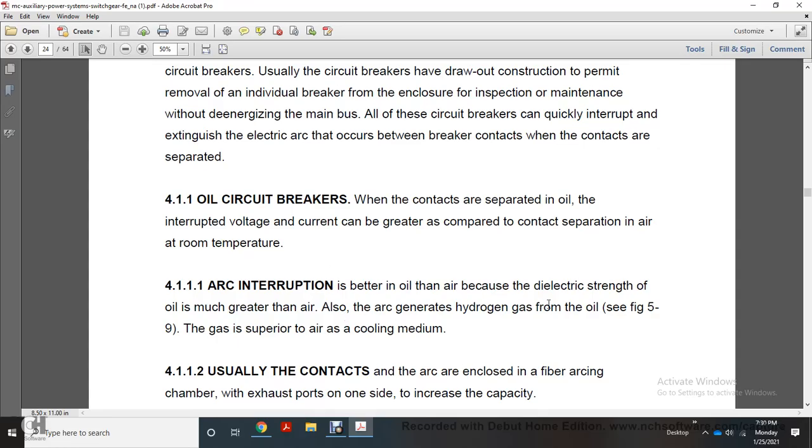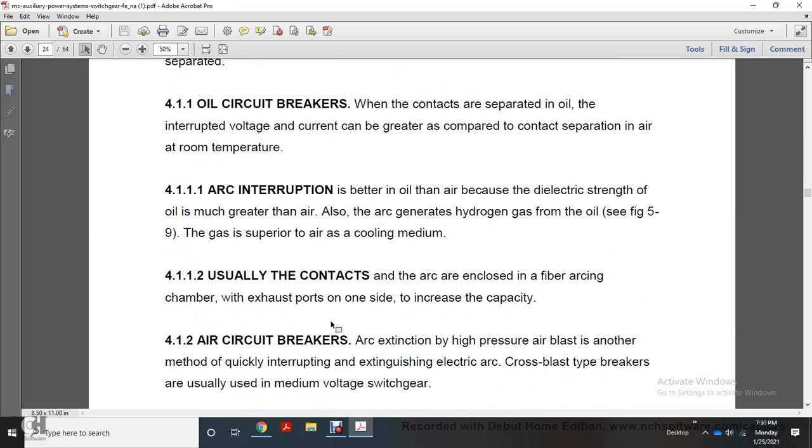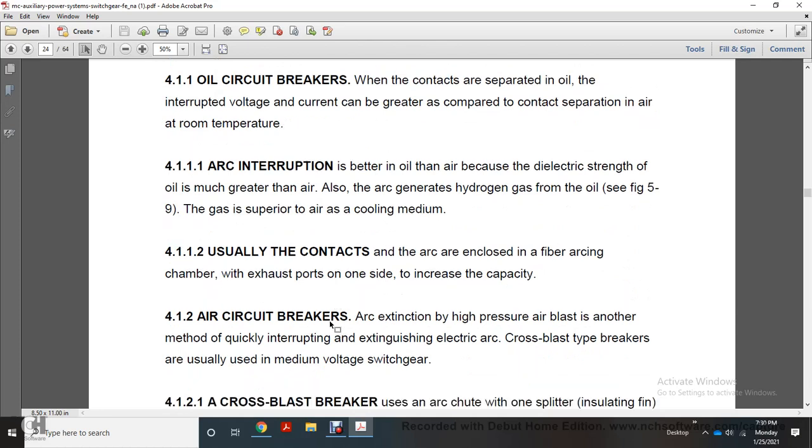Also, the arc generates hydrogen gas from the oil. See Figure 5.9. The gas is a superior cooling medium to air. Usually, the contacts and the arc are enclosed in a fiber arcing chamber. The exhaust ports on one side increase the capacity.